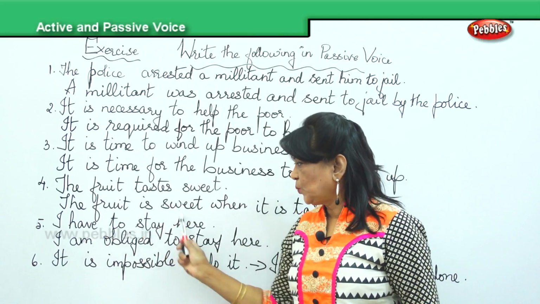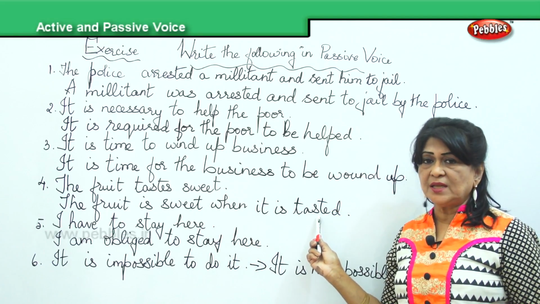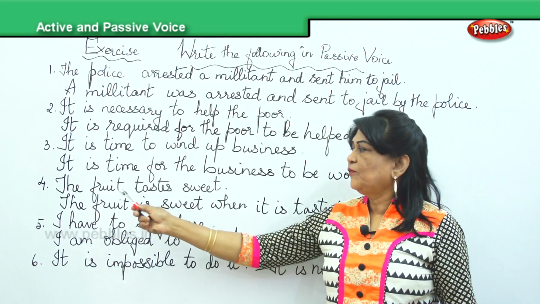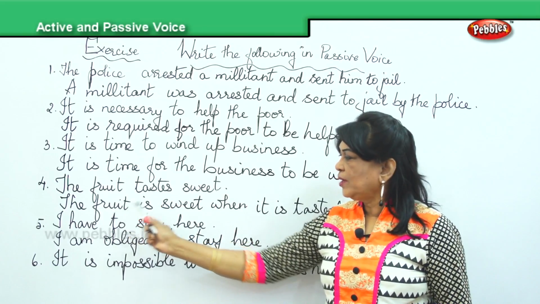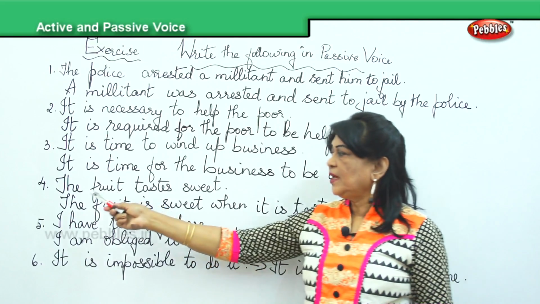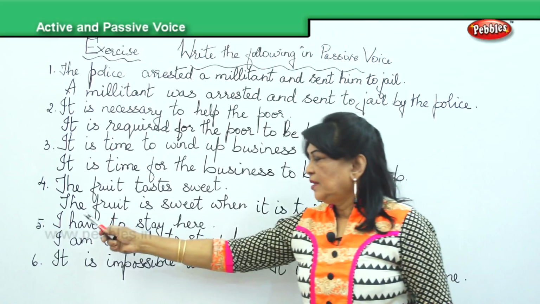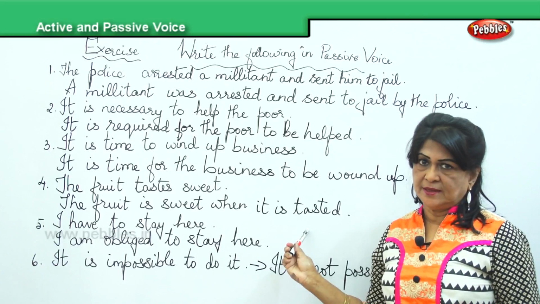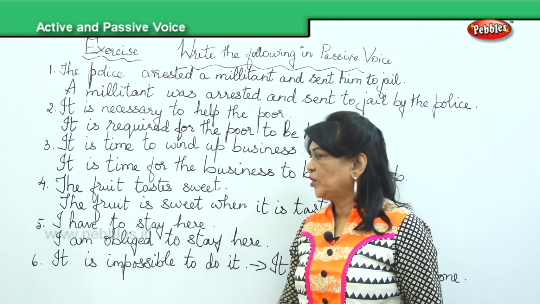The fruit is sweet when it is tasted. Same way you can say this, the food is delicious. You can just write the food is delicious when it is eaten. Or you can just say the ice cream tastes good. The ice cream is good when it is tasted or when it is eaten. Okay? So, this way you can change the subject.